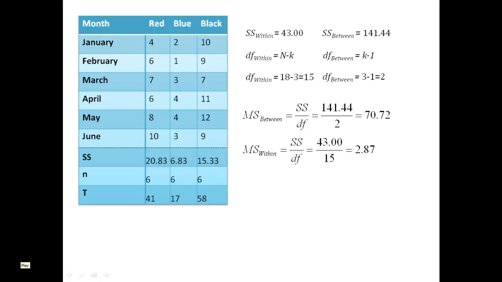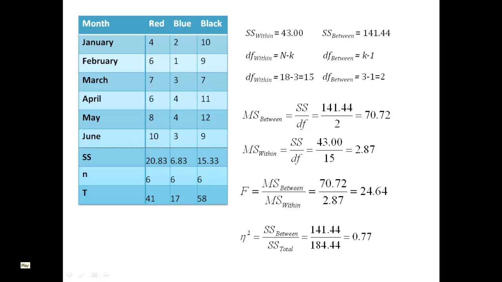And now that we know our mean square between and our mean square within, we can finally, hallelujah, calculate f. And our value for f is going to be 70.72 over 2.87, which equals 24.64. And the very last thing that we are going to calculate is our effect size, which is eta squared. And the value for eta squared for this sample is 144.44 over 184.44, which equals 0.77. So now we can do a happy dance, maybe throw in some jazz hands, because we have calculated everything that we need to calculate for this sample.